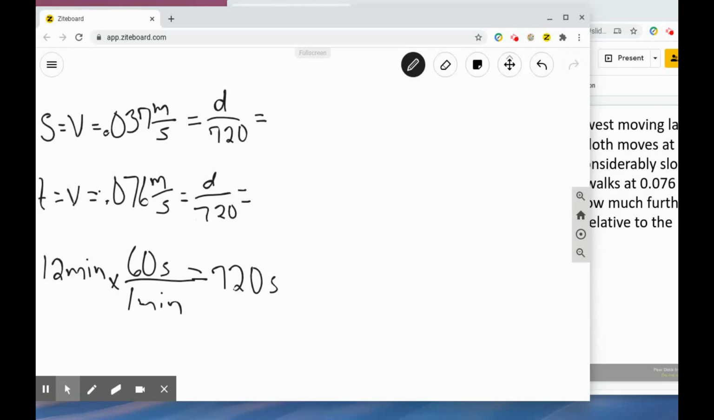So the sloth, if we take 0.037 times 720, would go 26.64 meters. And the tortoise, 0.0676 times 720, would go 54.72 meters.